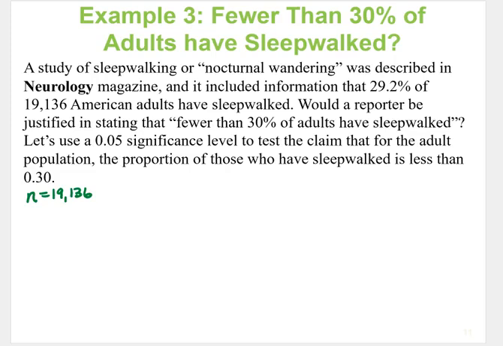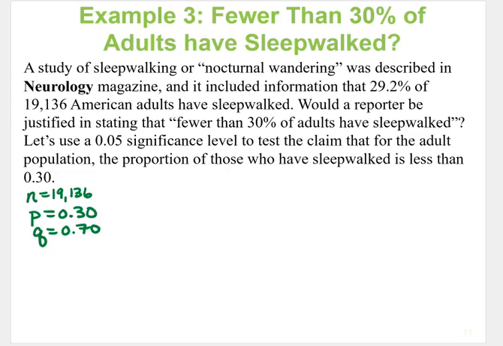Make sure that your N times your P, and your P in this case is going to be that 30%, so 0.30, which means your Q is going to be 0.70. So make sure that your N times your P and your N times your Q are both greater than 5, which of course they will be with a sample size this huge. So I'm not going to even multiply those.